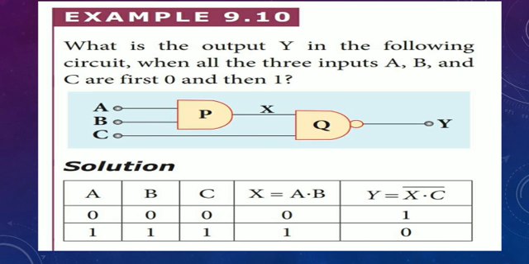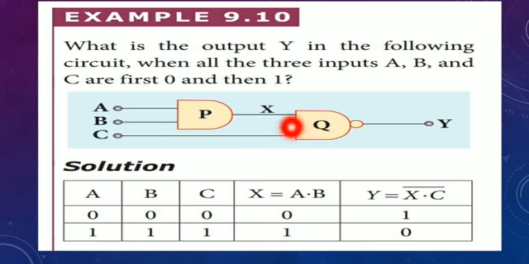See this simple example problem 9.10. What is the output y in the following circuit when all the three inputs a, b and c are first 0 and then 1? So all the inputs are first taken as 0 and then all the inputs are taken as 1. So what is that output, right? Now see, this is which gate? AND gate. And this is which gate?